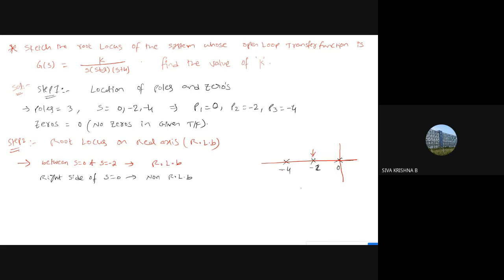Similarly, between -4 and -2: non-root locus, because towards the right side you have two poles, that is an even number, so this is not a root locus. Towards the left side of -4: root locus. Okay, so this is the indication.